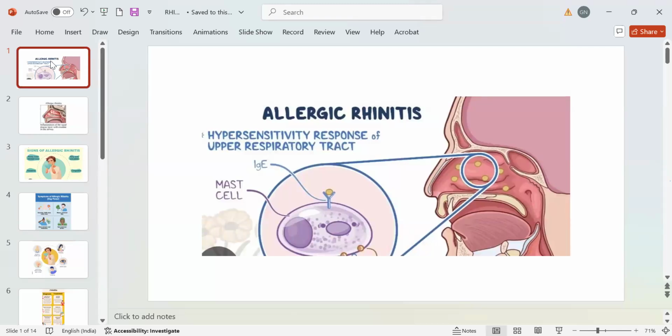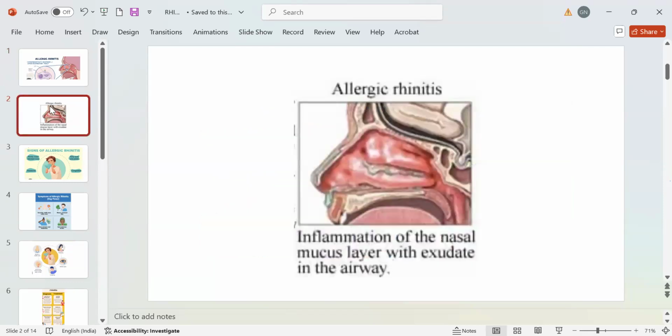So this is seasonal allergies occur in spring, summer and early fall when trees and weeds bloom and pollen counts are very high. That time normally it occurs. What are the symptoms? So basically this is allergic rhinitis inflammation. It causes inflammation of the nasal mucosal layer with exudate in the airway. So that causes all the symptoms.